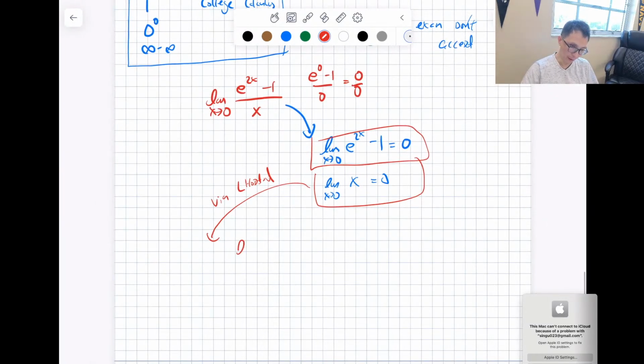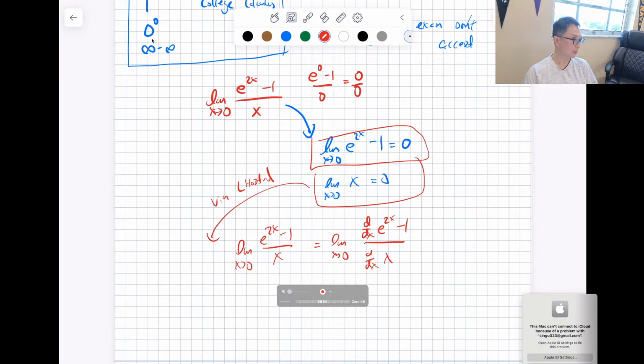Then you say, okay, the limit as x approaches 0 of e to the 2x minus 1 over x, we know is 0 over 0. Then we can say, hey, let's do the limit as x approaches 0 of d/dx of e to the 2x minus 1 over d/dx of x. Just take the derivative of the numerator and denominator. We cannot look at the function, but we could look at the rate of the function. If I look at the rate of the functions, it should give you a precise value.